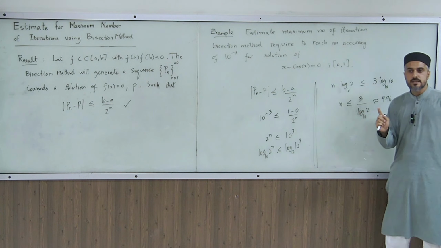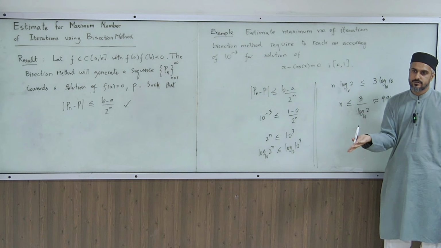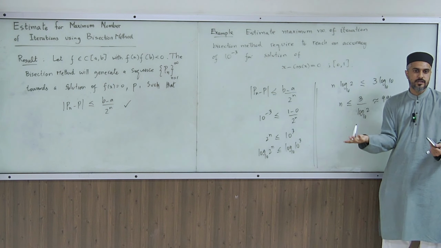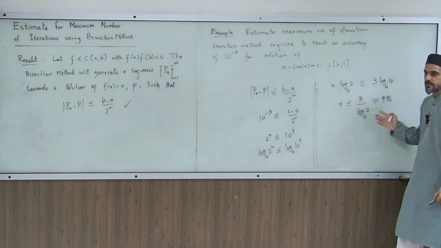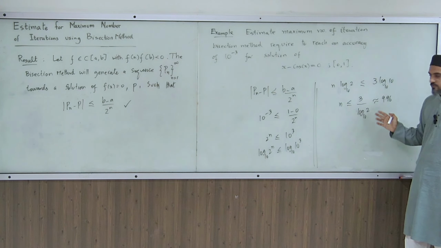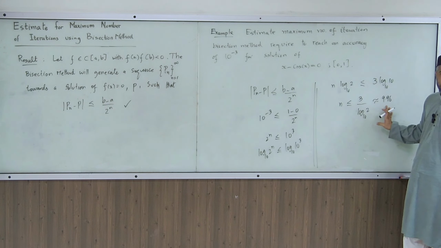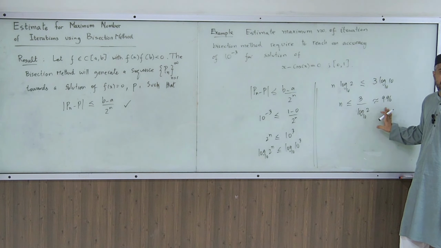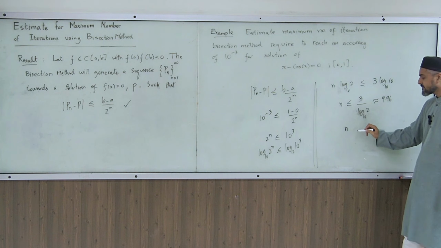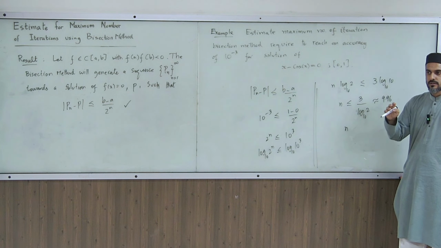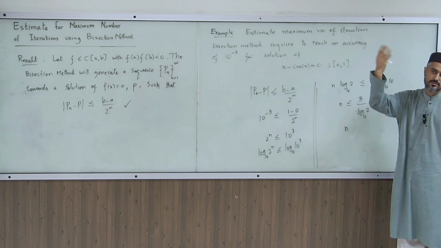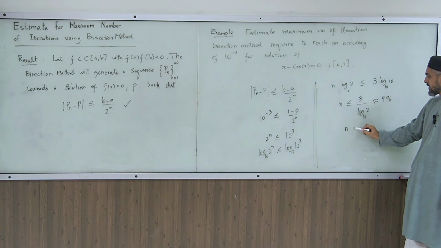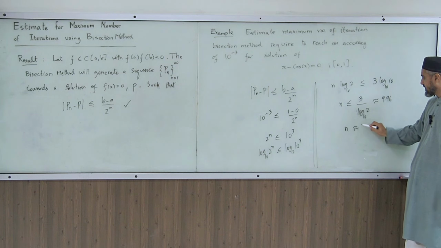So it should be a positive integer. Either I run it one time, two times, three times, four times, five times. It can't be a non-integer value. It can't be 9.96. So whenever such a number comes, you have to go to the nearest higher integer. That is also called the ceiling of a number. If you take the ceiling of any number, it will be the nearest higher integer. So n will be approximately 10.